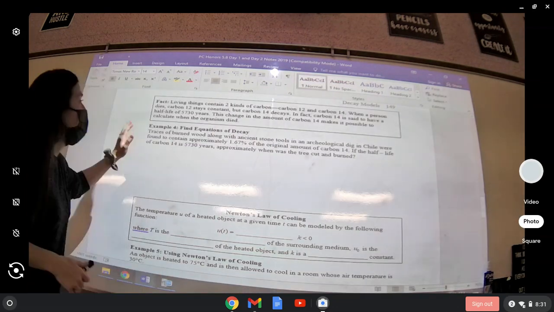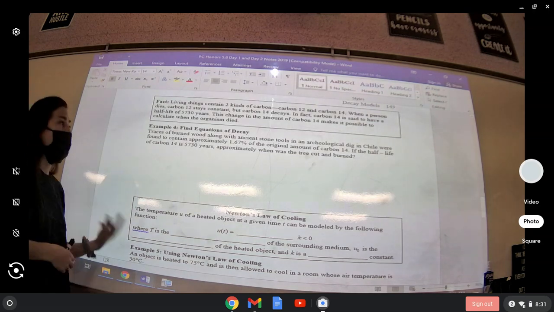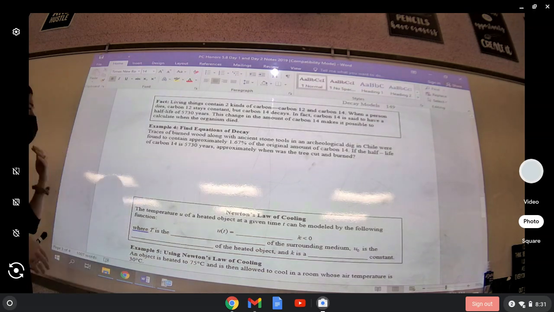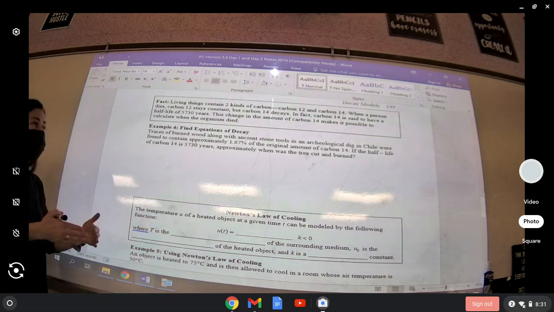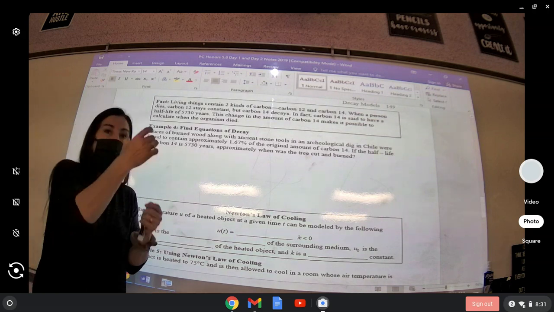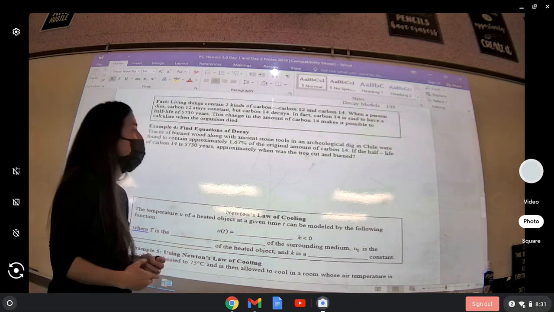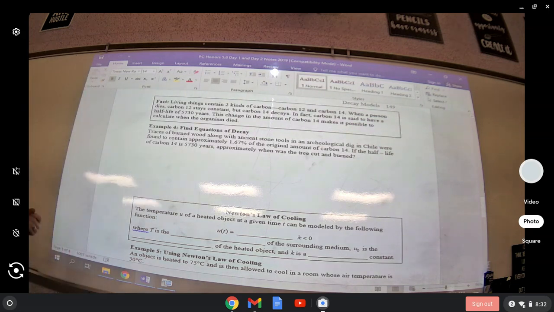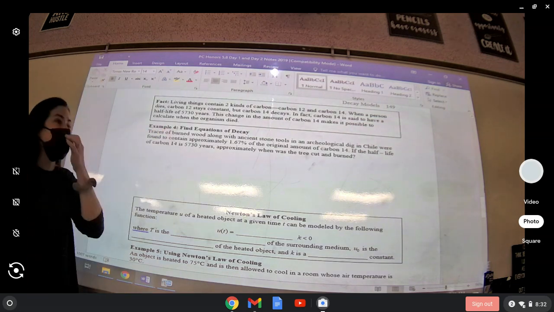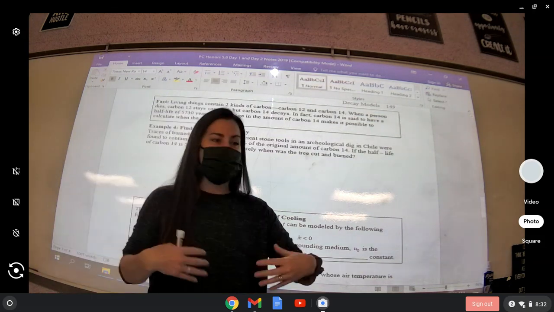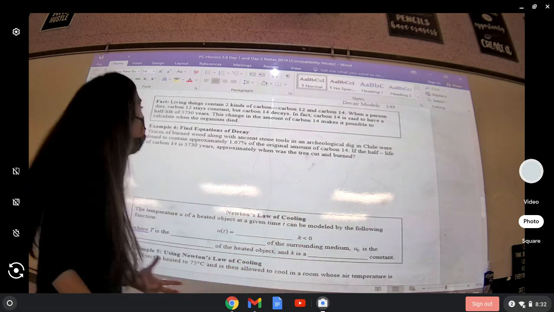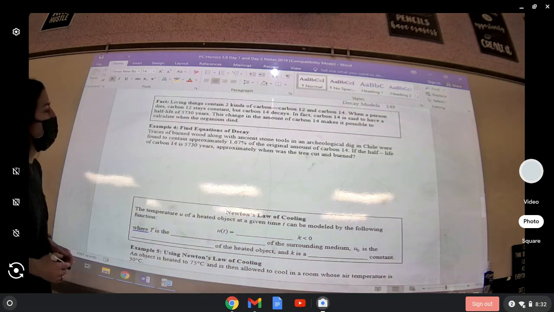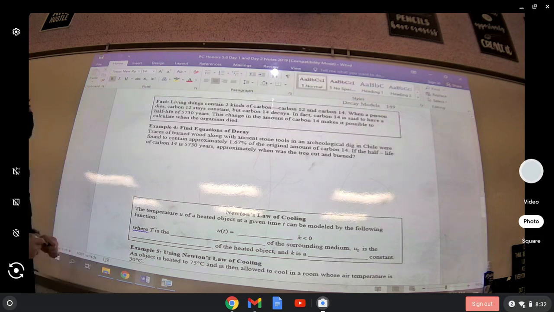So this one says, fact: living things contain two kinds of carbon, carbon 12 and carbon 14. When a person dies, carbon 12 stays constant, so that doesn't change, but carbon 14 decays. So the minute you die, the amount of carbon 14 present starts to go down. In fact, carbon 14 is said to have a half-life of 5,730 years. So the amount of carbon in us, it takes 5,730 years for that amount to be cut in half. That's crazy. This change in the amount of carbon 14 makes it possible to calculate when the organism died.